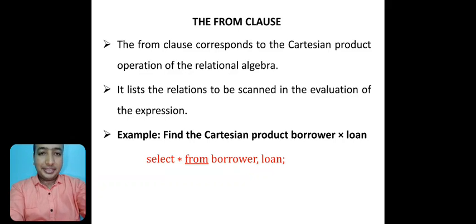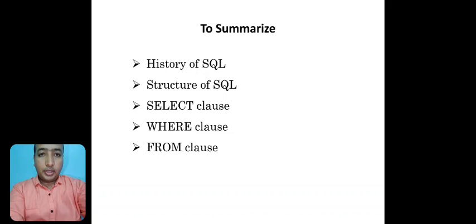So it will represent the Cartesian product of both your borrower and loan tables. So I think you are very clear about this, dear students. You have understood the history of SQL. We now understood the structure of an SQL query, that is, select attributes from the table or relation name where the predicate. Then we understood what a select clause is, what a where clause is, and what a from clause is, and how they have to be used when we are writing simple SQL queries.